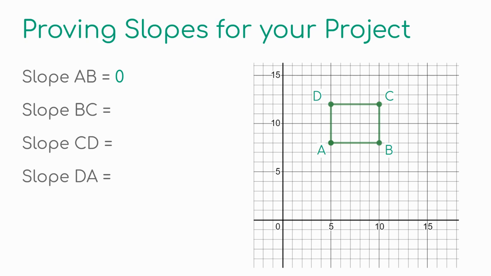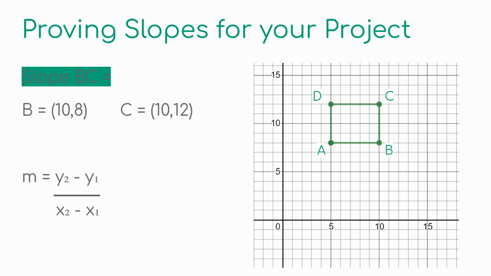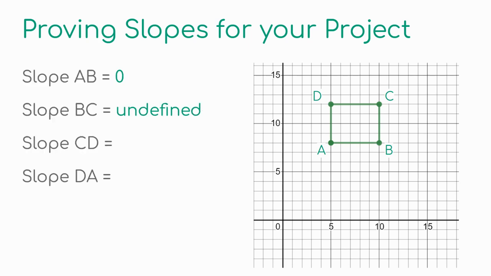So now I'm going to find the slope of BC. So B is at (10, 8), C is at (10, 12). So I'm going to plug those into my formula. I get 12 minus 8 over 10 minus 10, which is 4 divided by 0. Remember, a number divided by 0 is undefined. So the slope of BC is a vertical line, so it is undefined. So I would do the same thing for CD and DA. I would end up with AB is 0, BC is undefined, CD is 0, and DA is undefined.